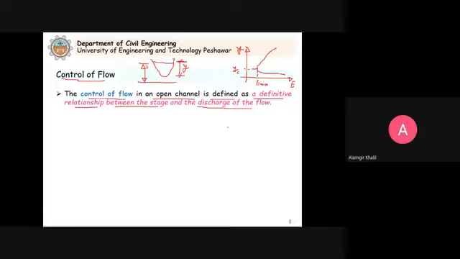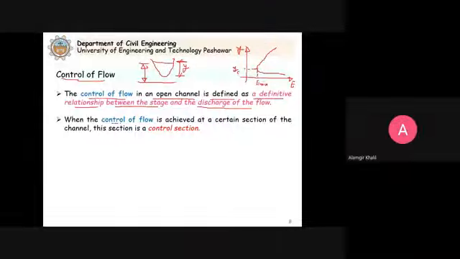So the control of flow in an open channel is defined as a definitive relationship between the stage and discharge of flow. When the control of flow is achieved at a certain section of the channel, this section is known as the control section. Clear?